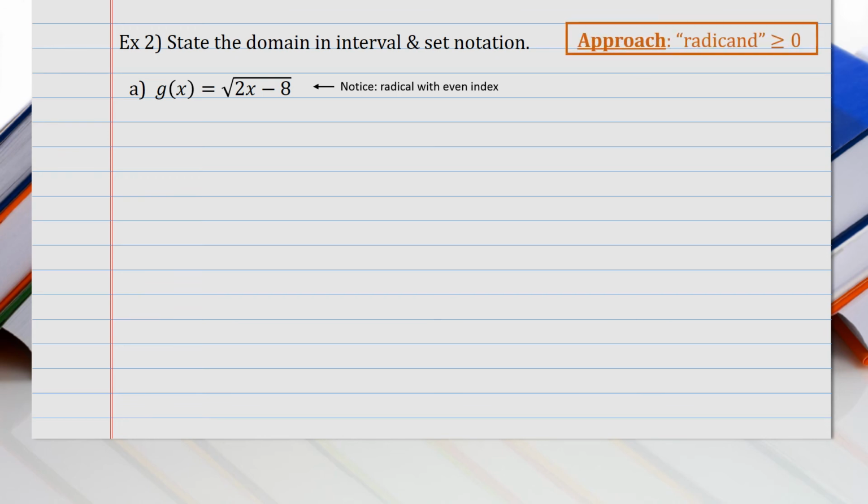Alright, so let's refresh our memory about this. We just said that the approach would be to set the radicand greater than or equal to 0. In this case, our radicand is 2x minus 8. Now we need to solve for x. We would need to add 8 on both the left and the right side of the inequality, which gives us 2x is greater than or equal to positive 8. Now to get x by itself, we must divide the left side and the right side by 2, which leaves us with x is greater than or equal to 4.